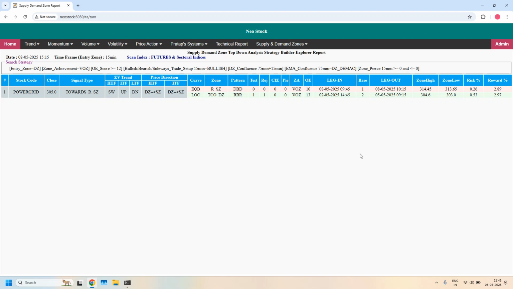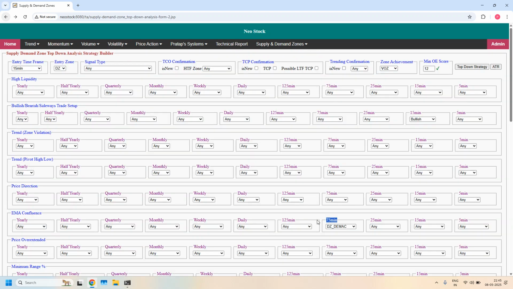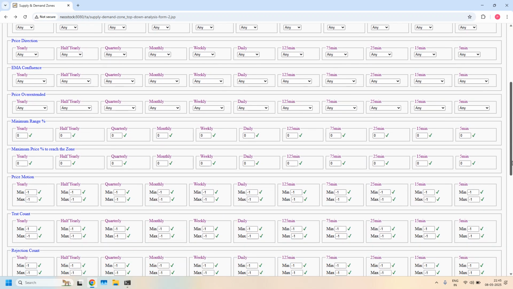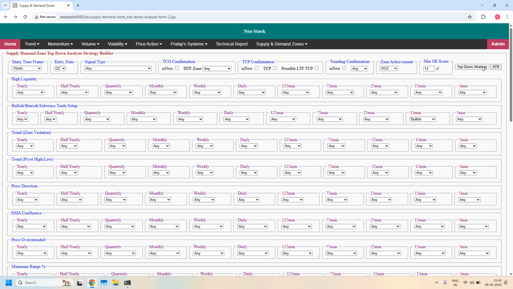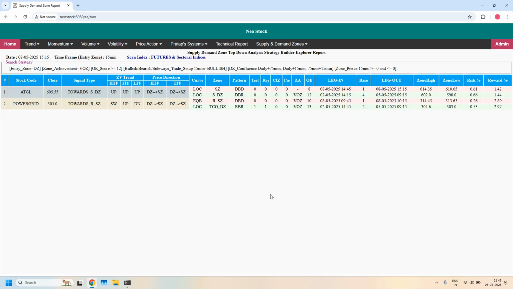Next we will filter based on LTF, ITF, HTF demand zone confluence, removing the ITF EMA filter. In the demand zone confluence, 3 filters we have to set. First filter is enabled. Next, 15 minutes and daily demand zone confluence, 75 minutes and daily demand zone confluence, with all the three filters. We got two stocks.